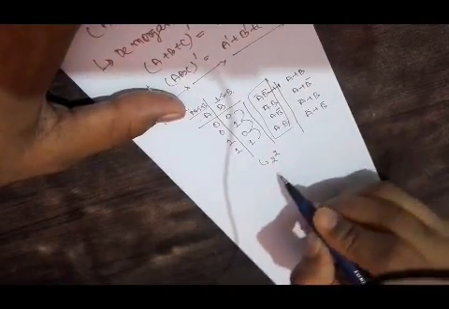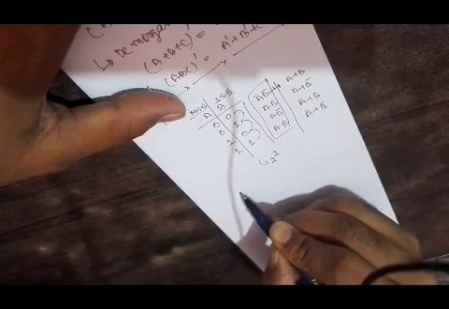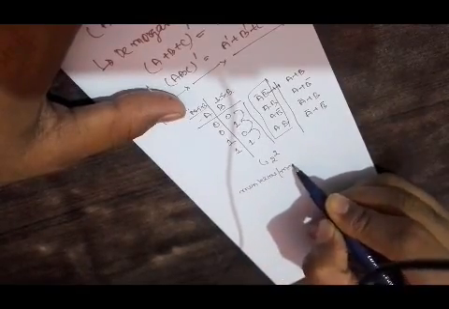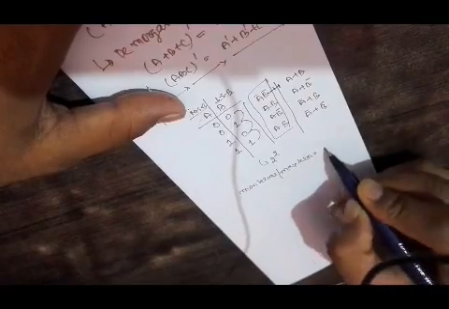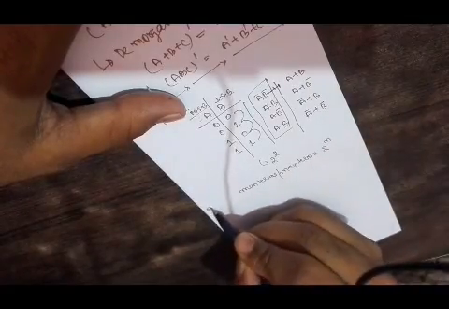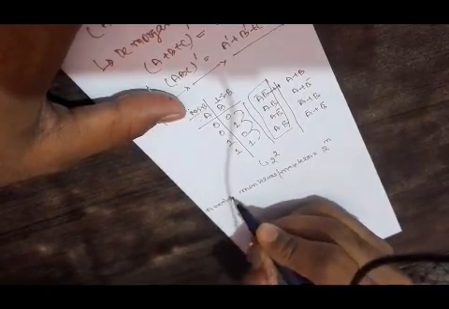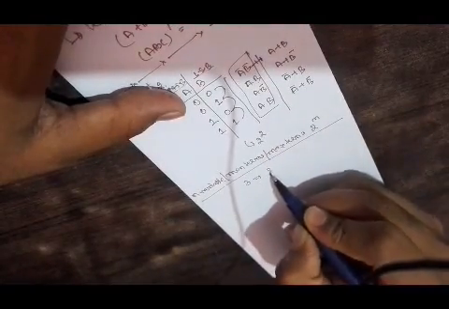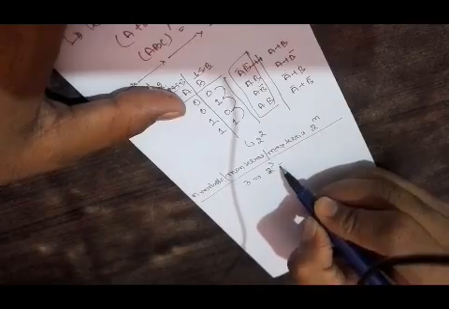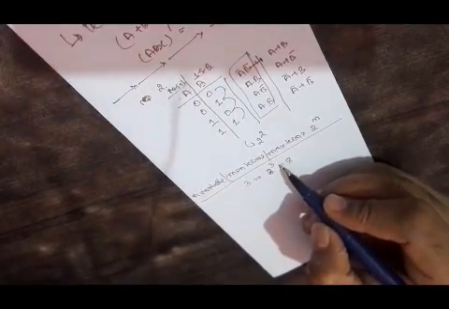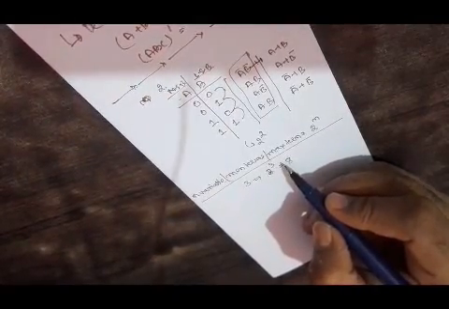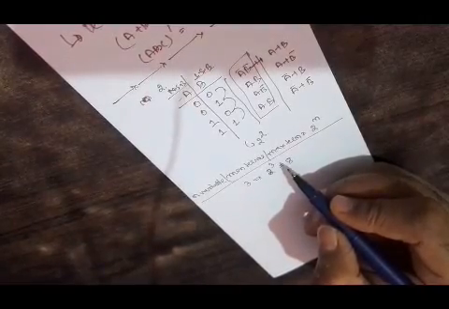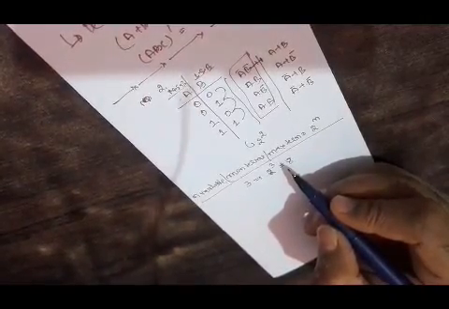Similarly, for n variables, the total number of min terms or max terms possible is 2 raised to the power n. So if there are three variables, the total number of min terms or max terms will be 2 raised to the power 3, that is equal to 8 terms, right? If there are four variables, then the total number of max terms or min terms will be equal to 2 raised to the power 4. That means 16 total possible terms, right?